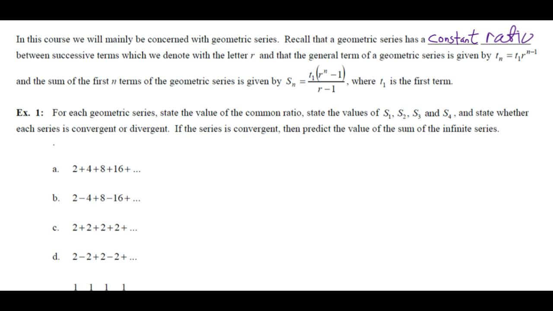It's a constant ratio between successive terms, which we denote with the letter little r, and the general term of a geometric series.